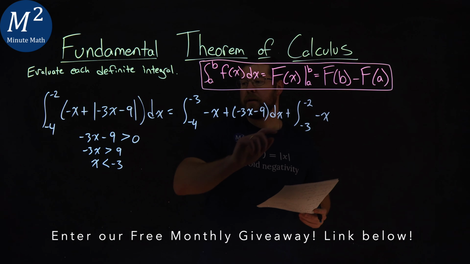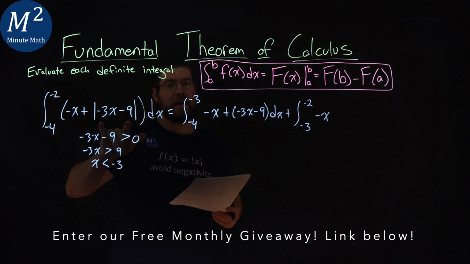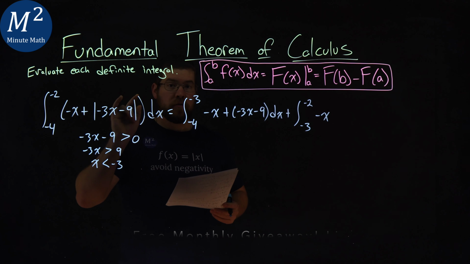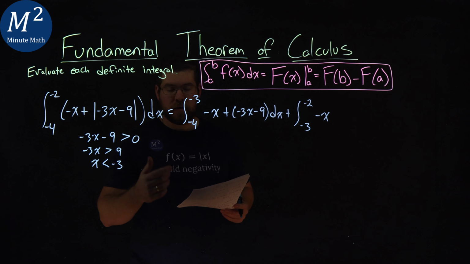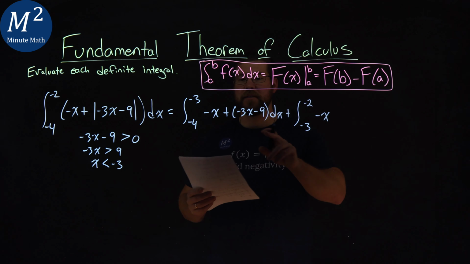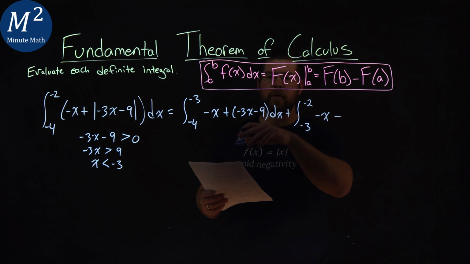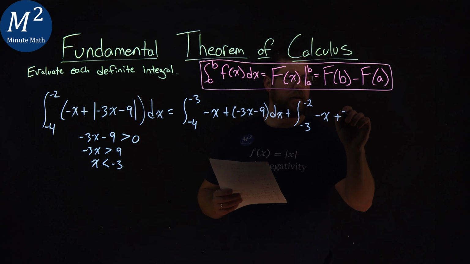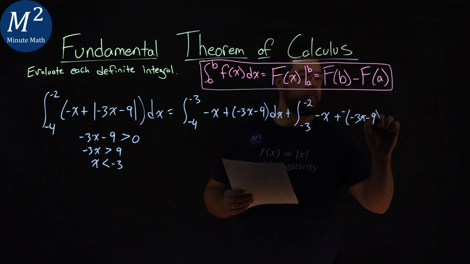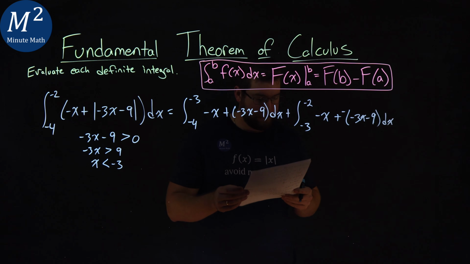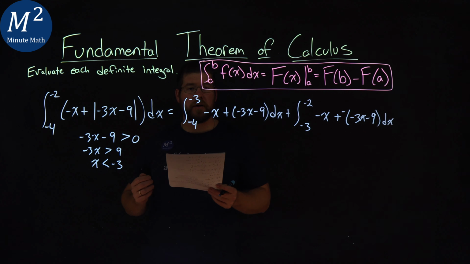But here's the tricky part. Between -3 and -2, our absolute value inside is going to be negative. We don't want that. So to make sure it's positive, we're going to put a negative outside here. So instead of adding, we plus a negative on the inside, -3x minus 9 dx. Okay? A lot of stuff going on here.